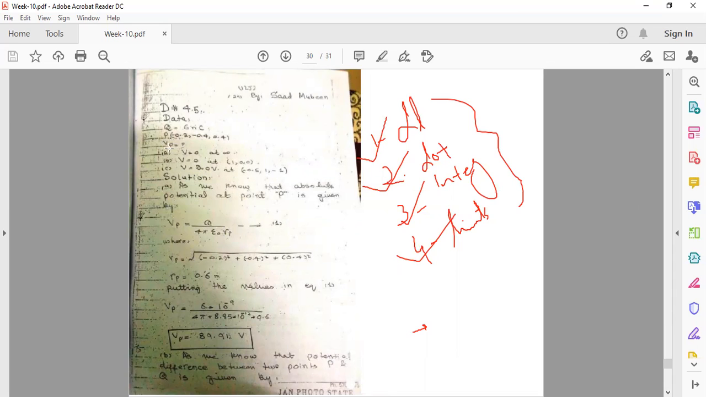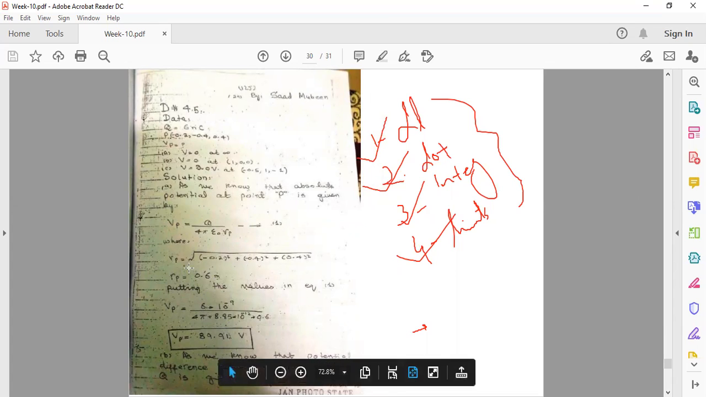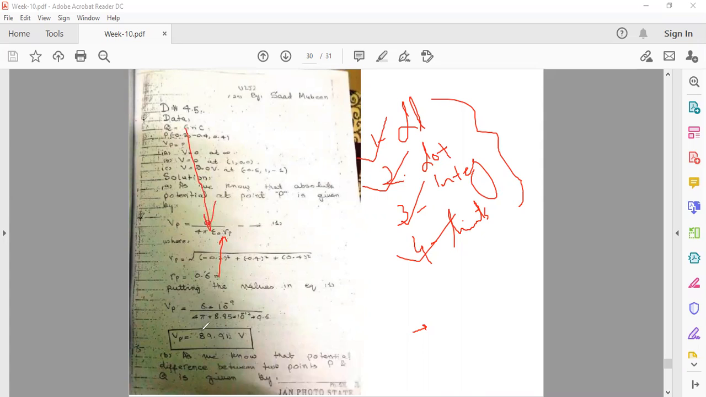For this, we must know rp, the distance from the point of the source to the point of observation. Here we have P at -0.2, -0.4 and 0.4. So squaring, adding up and taking the square root, we will get rp is 0.6. Putting rp in this, Q is given, which is 6, so 6 over 4 pi rp. So this is Vp.